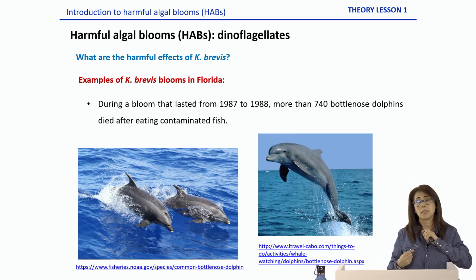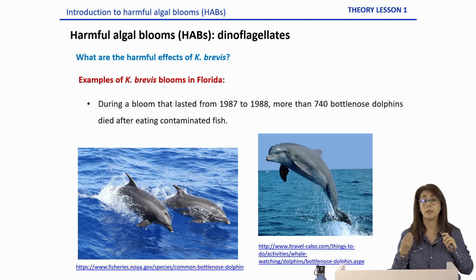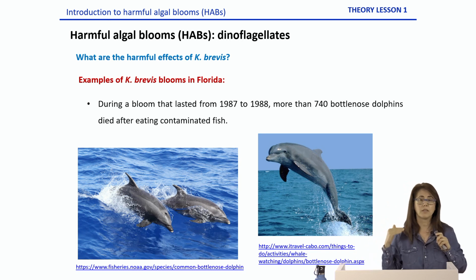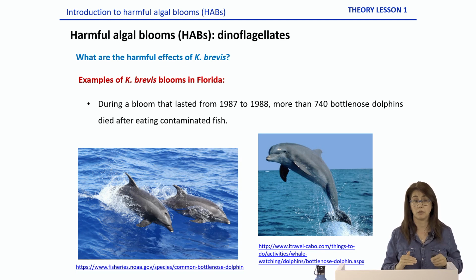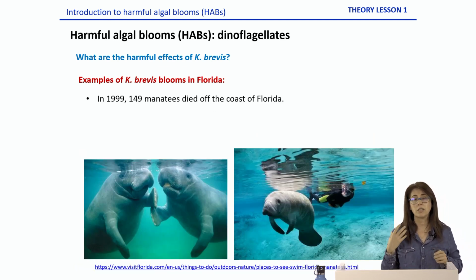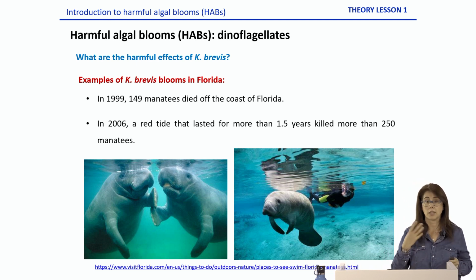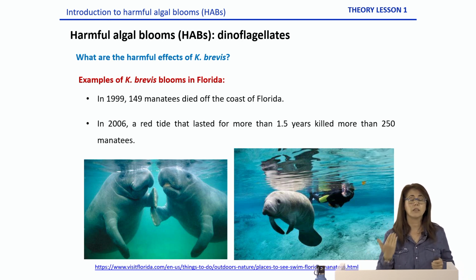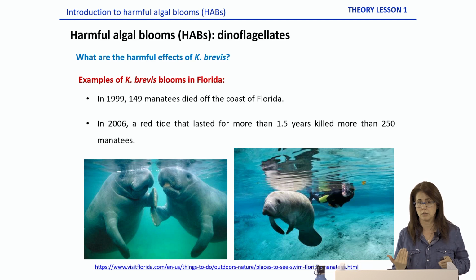During a bloom that lasted from 1987 to 1988, so one year of a continuous bloom, more than 740 bottlenose dolphins died after eating contaminated fish. In 1999, 149 manatees died off the coast of Florida because there was a Karenia brevis bloom. In 2006, there was another bloom of Karenia brevis that lasted for more than a year and a half, and it killed more than 250 manatees.